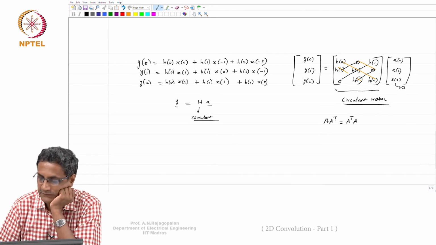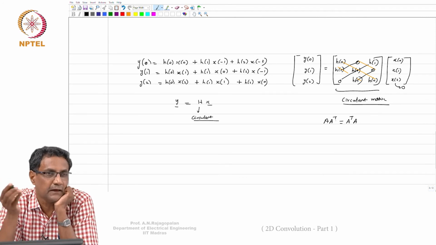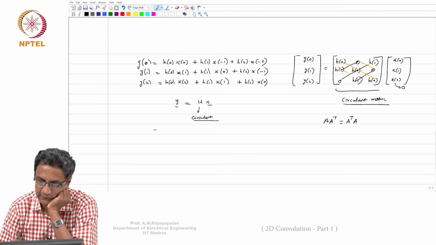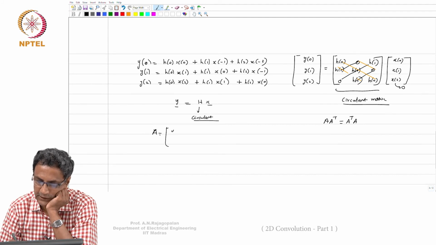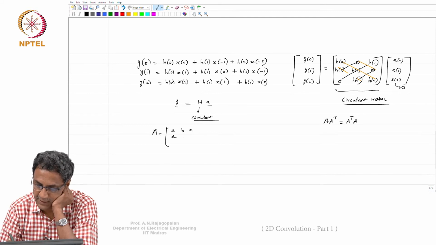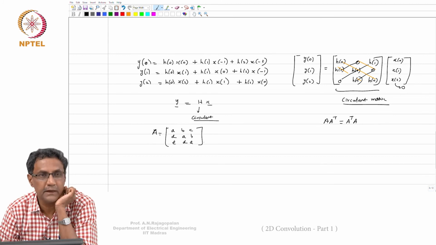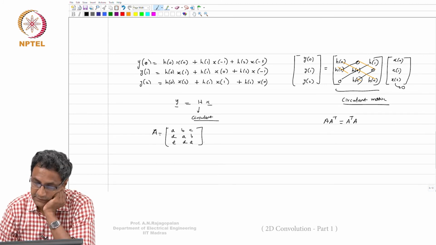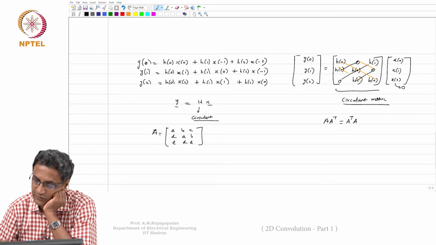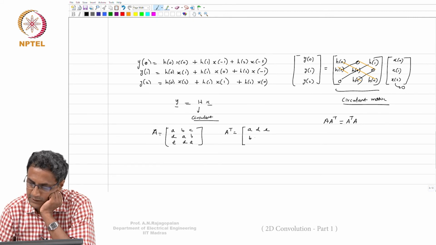I can do this here, but you can just check it out. Just take a 3 cross 3, so do something like A is equal to A, B, C. Now, if I want a Toeplitz, I will have to do something like D, A, B, then E, D, A. This will be a Toeplitz matrix, right? Now check this A transpose. So, A transpose is what? A, D, E, B, A, D, C, B, A, right?